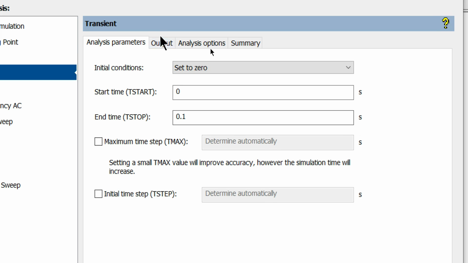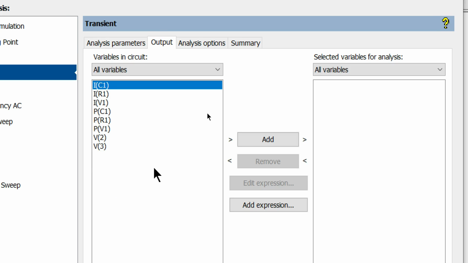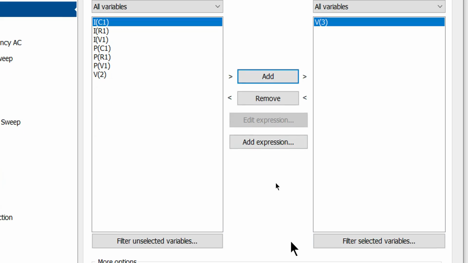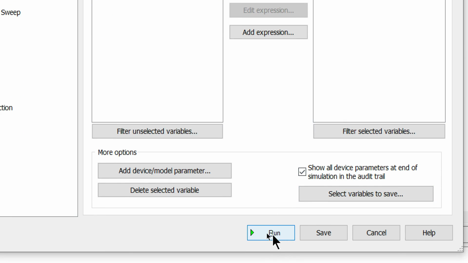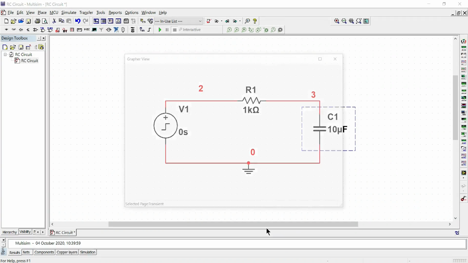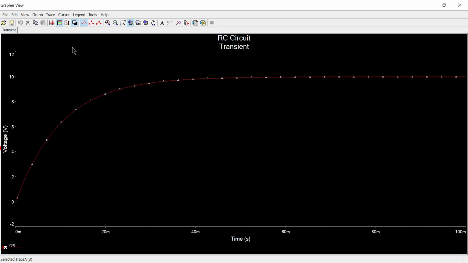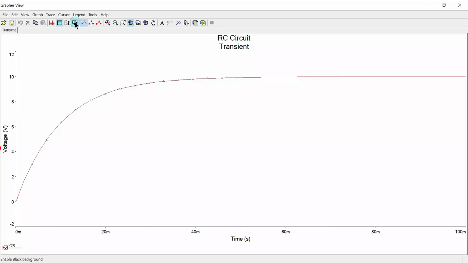Next, go to Output tab. From this list of variables in the circuit, select V3, which represents the voltage across the capacitor. Click on Add and run the simulation. The grapher window opens up. Let me select a light background by clicking on this tab.